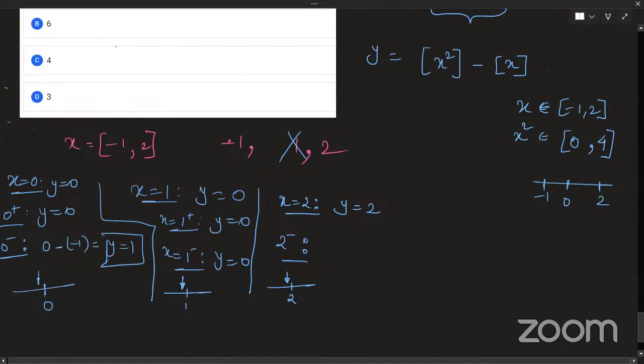3, sir. x square is great, 3. Because it's just smaller than 4, right? It's just smaller than 4. So it will bring it to 3.